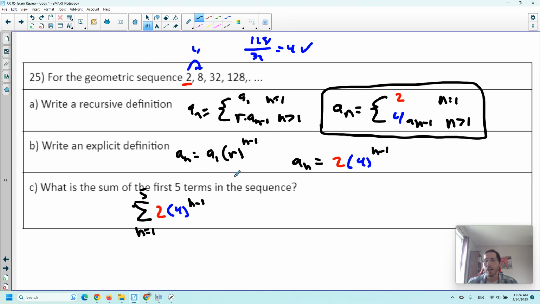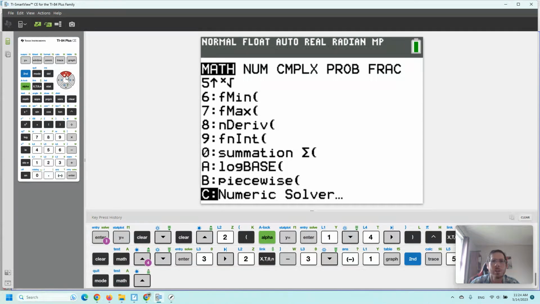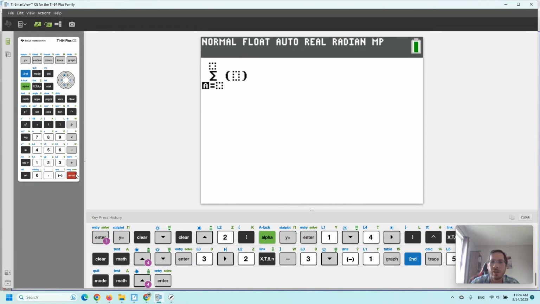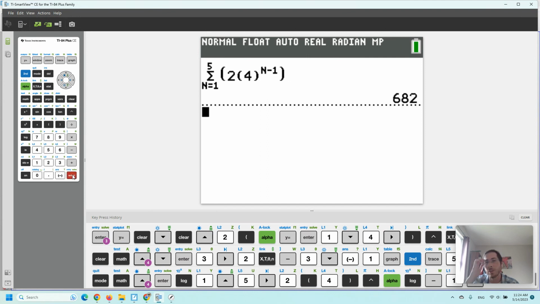Because we know the calculator can just calculate this. I think I want to do it this way. So let's go ahead and get out of the graph. So we're going to go get sigma. That's our summation. This calculator is nice, has a little sigma by it. We want n to go from 1 to 5 for the formula 2 times 4 to the power of n minus 1. And we get 682. All right, seems reasonable.